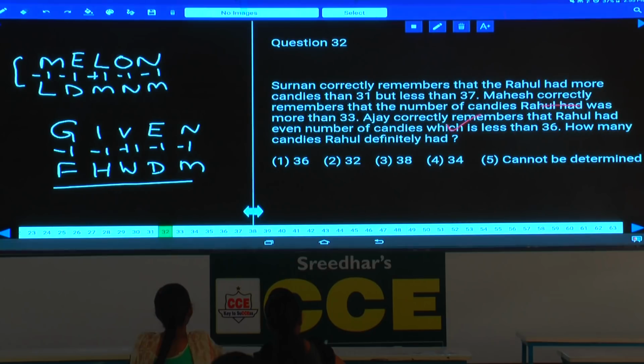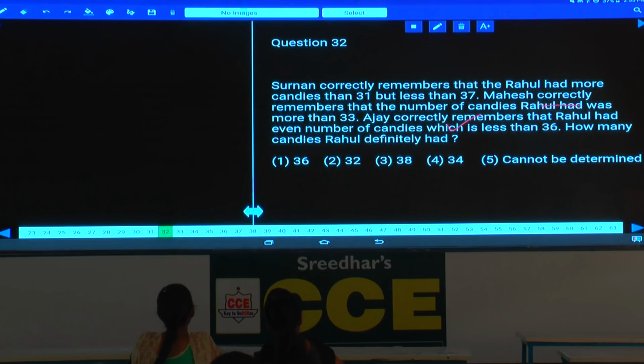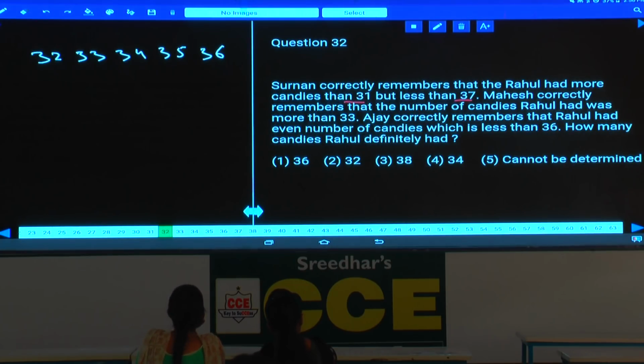Then 32nd. Now in this 32, Surnan correctly remembers that Rahul had more candles than 31 but less than 37. More than 31, less than 37, it could be 32, 33, 34, 35, 36. And so how many possibilities? We have 5 different possibilities.